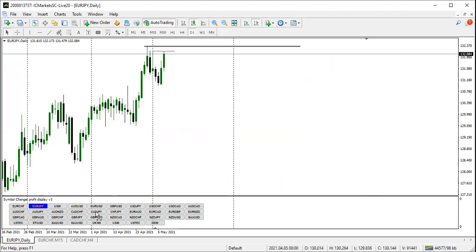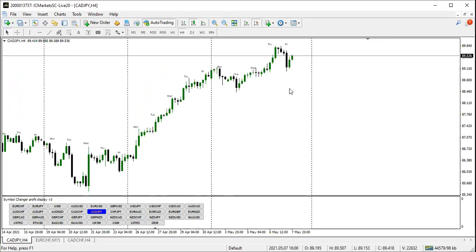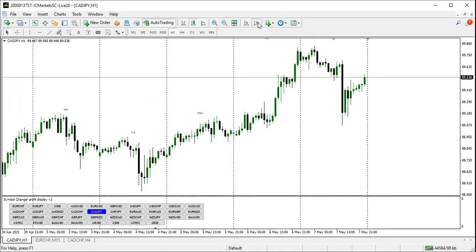So the next pair is going to be CAD JPY. This pair is surely up too, but really I don't like buying a pair when the price is very high. So I would like price to really retest, and most of the time I would love to see a sell to buy or a buy to sell, depending on what is really happening. So it's very possible that price may get to this particular zone before the rejection.